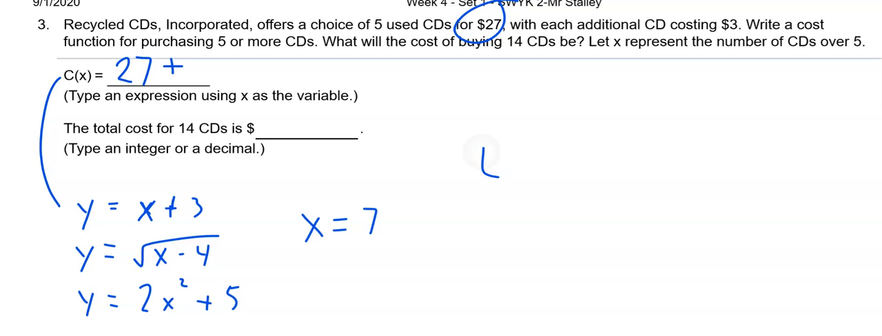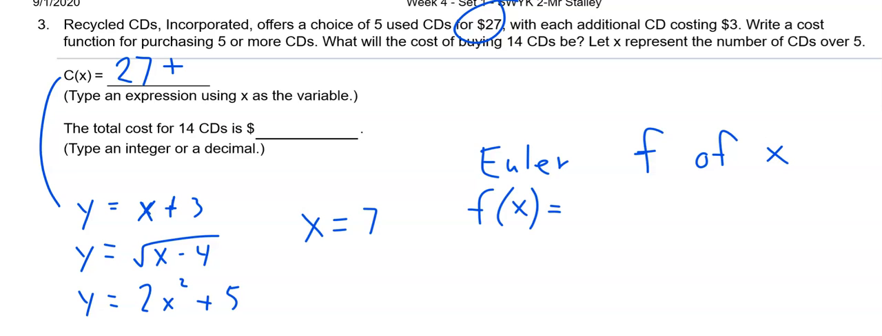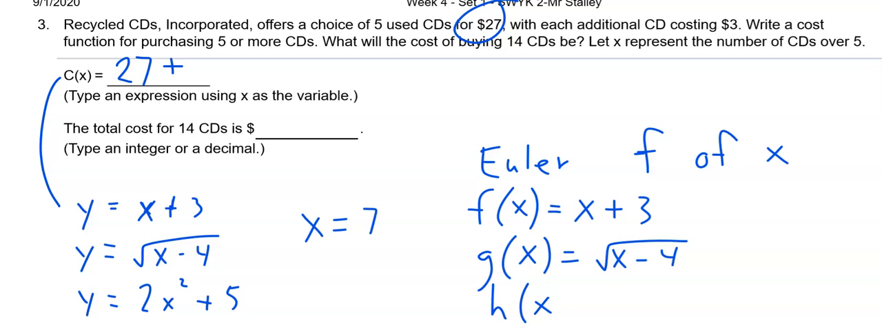So a guy named Leonard Euler, and I know it looks like Euler, but it's Euler, came up with a notation, and it looks like this, and it's red. So if you're at a party and you want to sound intelligent, you read f of x. And then the next equation I would call g of x. And the last equation I would call h of x. So now what I have done is I have named the three functions.